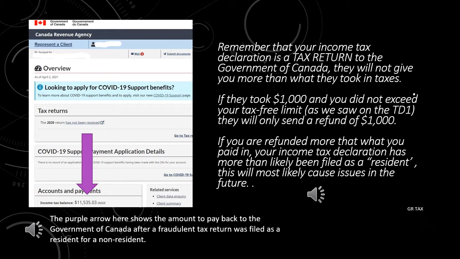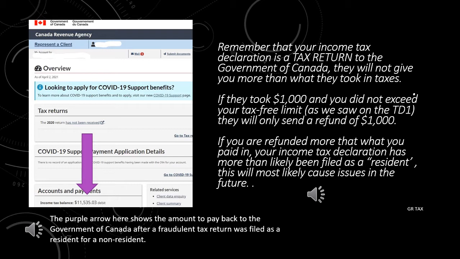Remember that your income tax declaration is a tax return to the Government of Canada. They will not give you more than what they took in taxes. If they took $1,000 and you did not exceed your tax-free limit, as we saw on the TD1, they will only send you a refund for $1,000. If you are refunded more than what you paid in, your income tax declaration has more than likely been filed as a resident and will most likely cause you issues in the future.